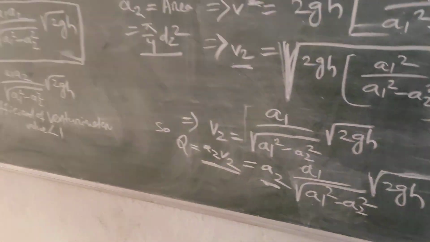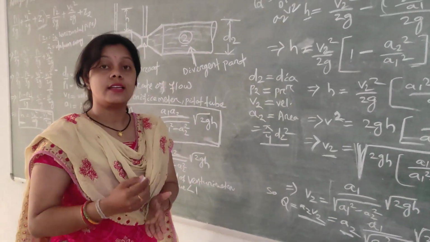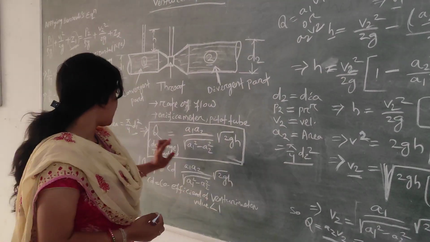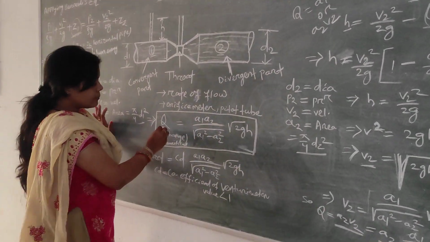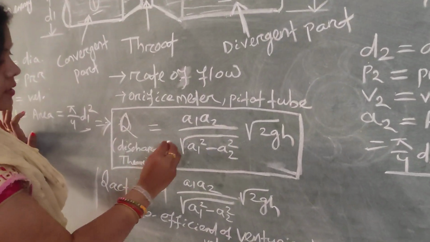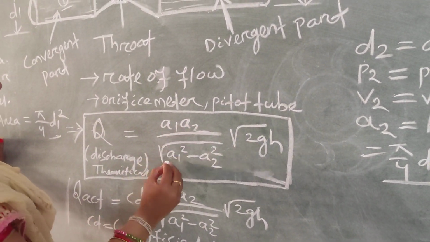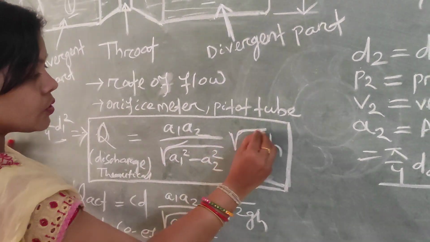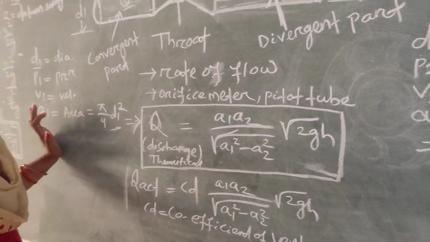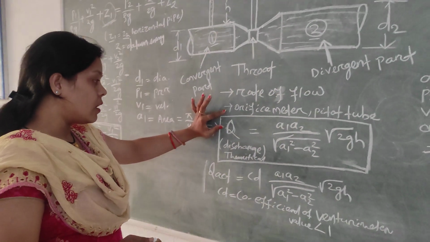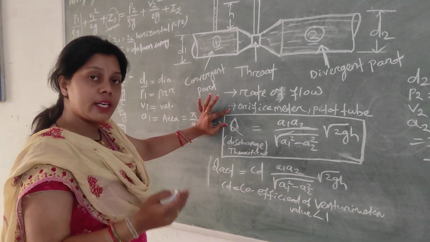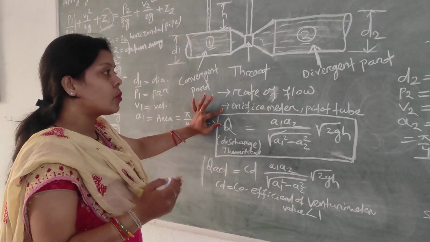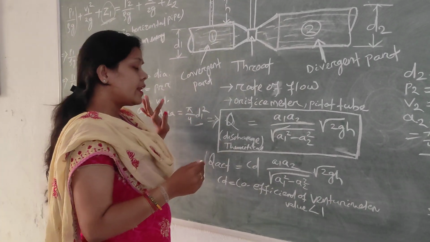So this is the value for finding Q. Q means the discharge through pipe. Then finally we can find the value of Q or discharge value, that is A1 A2 divided by root over A1 square minus A2 square, whole into root 2gh. This is called the theoretical value of the rate of flow through pipe. Then the actual value.